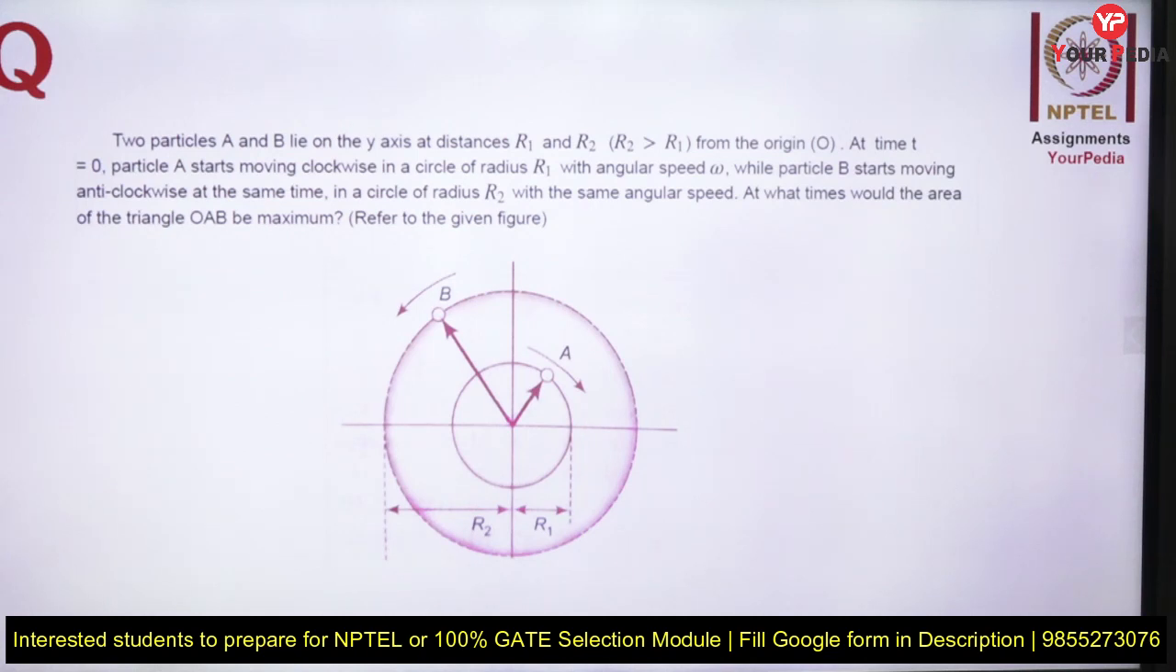At time t equal to 0, particle A starts moving in clockwise direction in a circle of radius R1 as shown, with angular velocity omega, while particle B starts moving anti-clockwise at the same time in a circle of radius R2 with the same angular velocity. At what time would the area of triangle OAB be maximum? You can see the diagram.